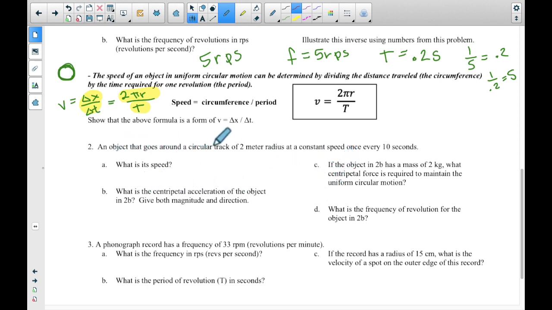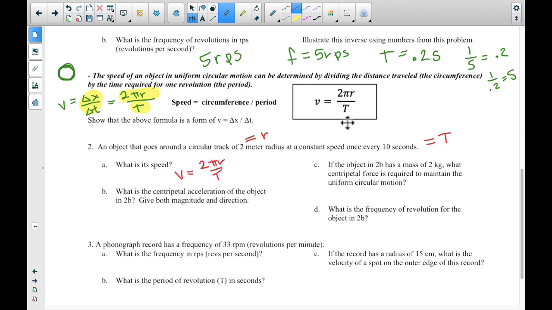An object goes around a circular track of a 2-meter radius at a constant speed once every 10 seconds. First of all, we have to figure out what these numbers stand for. So obviously our radius is 2 meters. If it goes once every 10 seconds, then that is the period: 10 seconds to go once around.